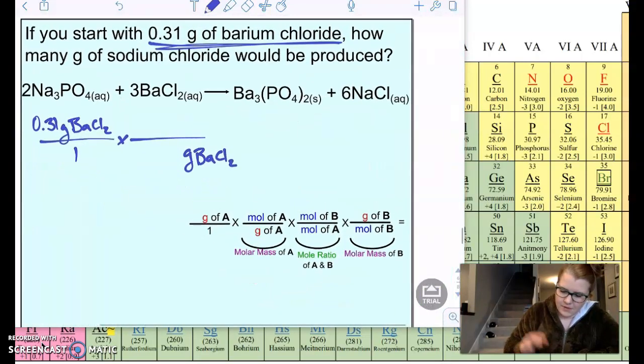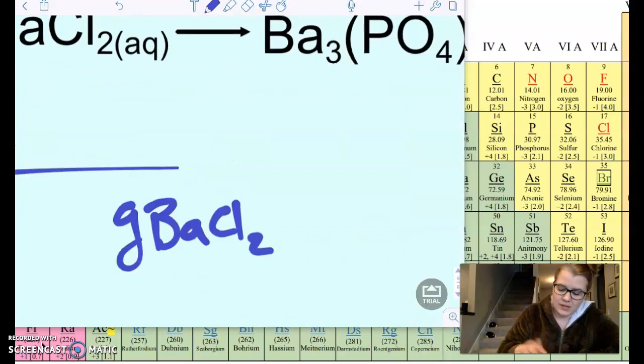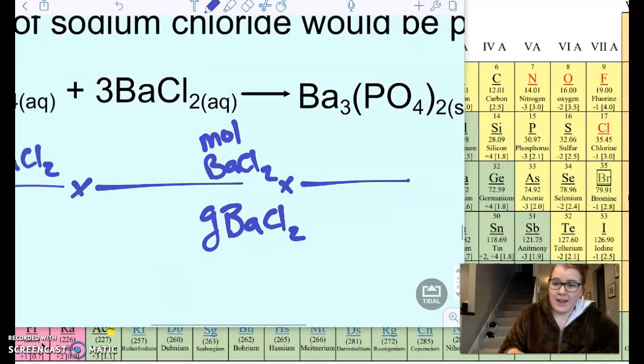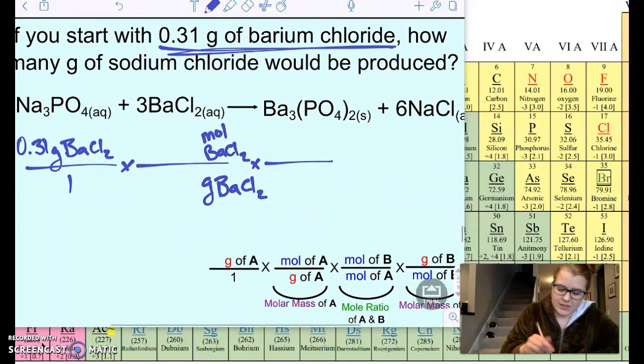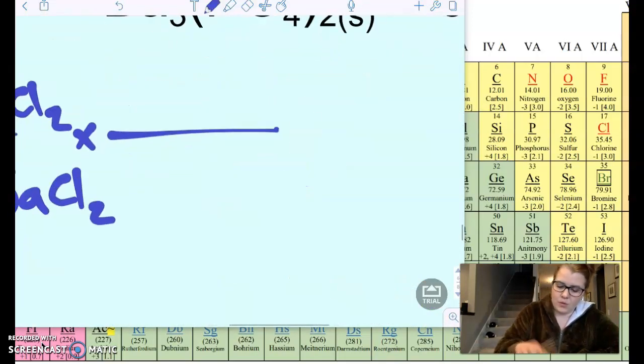Okay. Molar mass or molar ratio? I've already got grams, so I might as well do molar mass and go to moles. It's got to be of the same compound, so moles of barium chloride. I don't want moles of barium chloride, though, because it was asking me for grams of sodium chloride. That's not what I want. Keep going. So I'm going to go ahead and throw moles of barium chloride on the bottom.